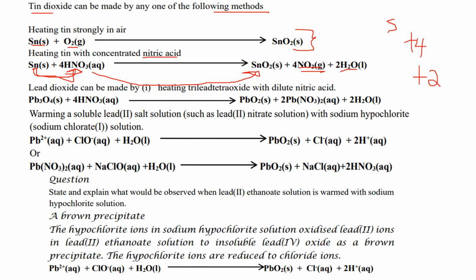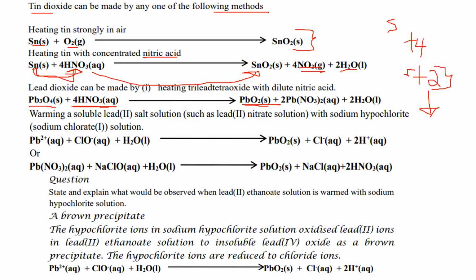So this is the equation. When you react red lead, or tri-lead tetroxide, together with nitric acid, which is either concentrated or dilute, you're going to get lead 4 oxide. We cannot prepare lead 4 oxide by directly heating lead together with oxygen because lead forms compounds that are stable in the +2 oxidation state.